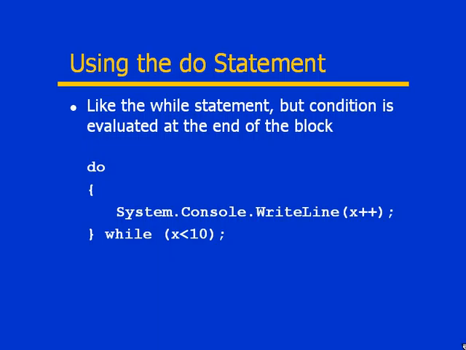If the condition is not valid at the top of the block, the entire block would be skipped with a while. For a do, we know that the code is going to execute once, and then the while will evaluate that condition again at the bottom of the block.